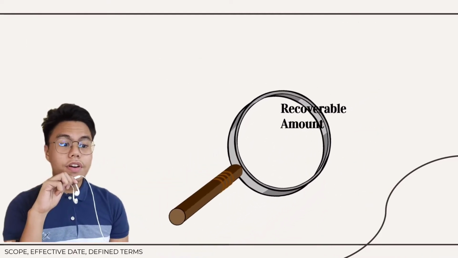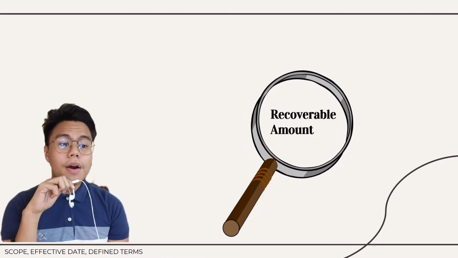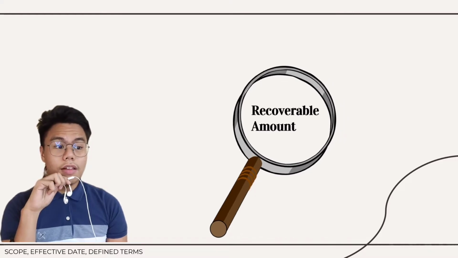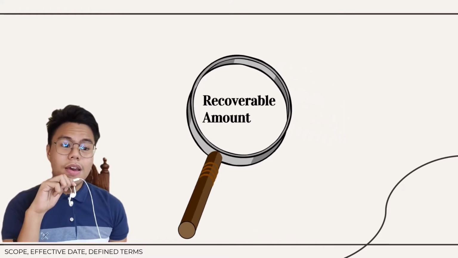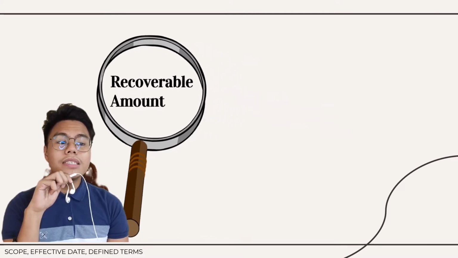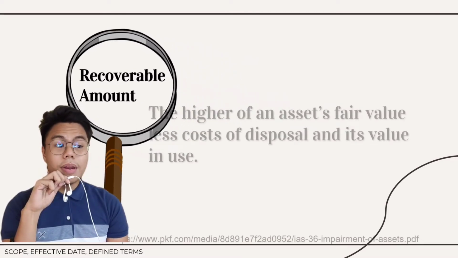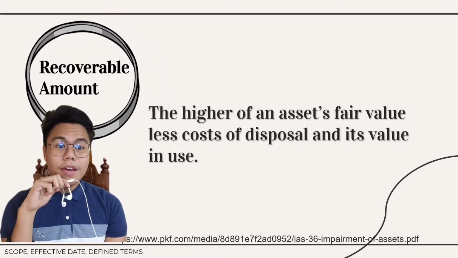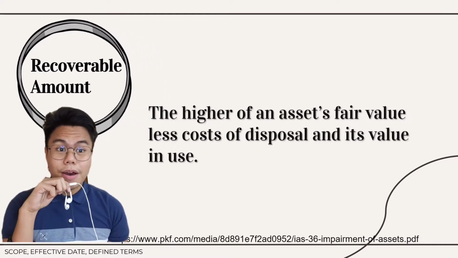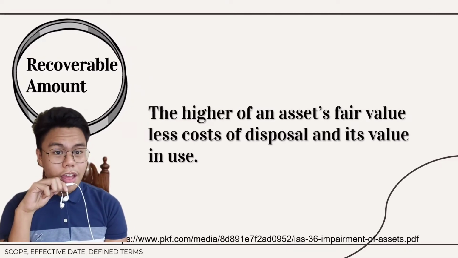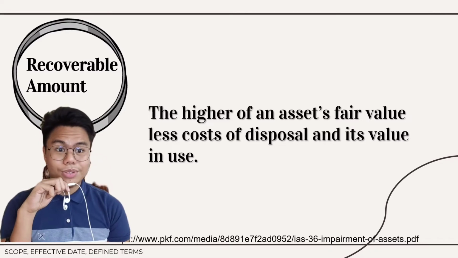Next, we have the recoverable amount. The recoverable amount is the greater of an asset's fair value less costs to sell or its value in use. This means that the concept essentially focuses on the greatest value that can be obtained from an asset either by selling it or using it. This is in contrary with the carrying amount. This is to show differences between the two, carrying and the recoverable amount.